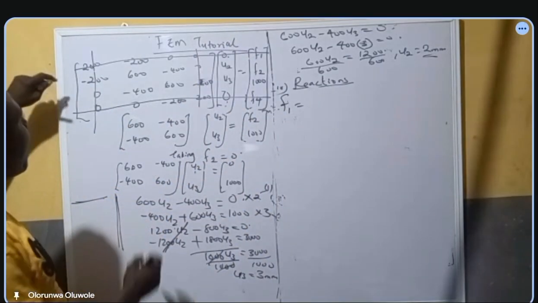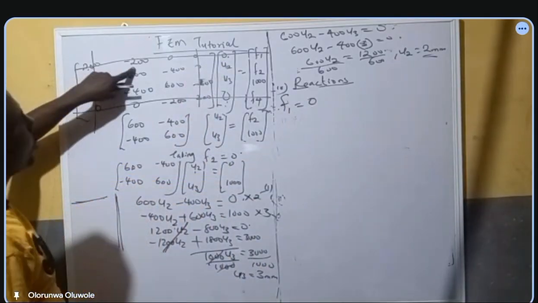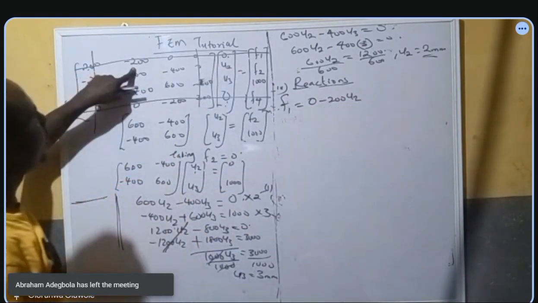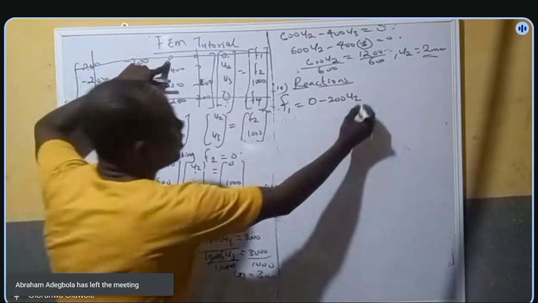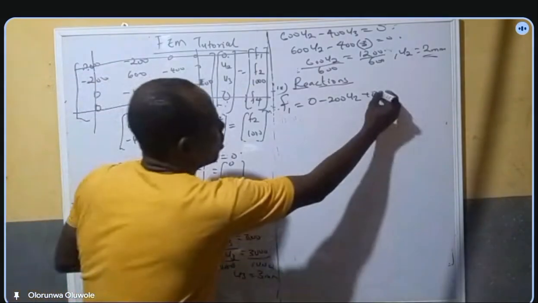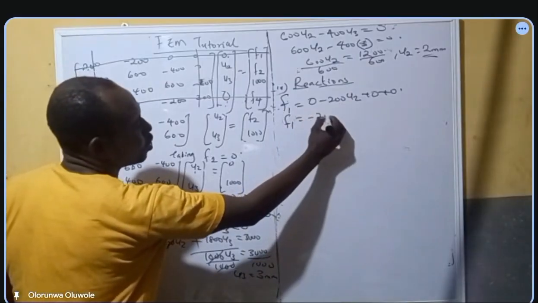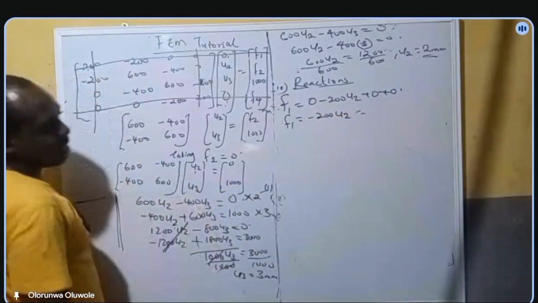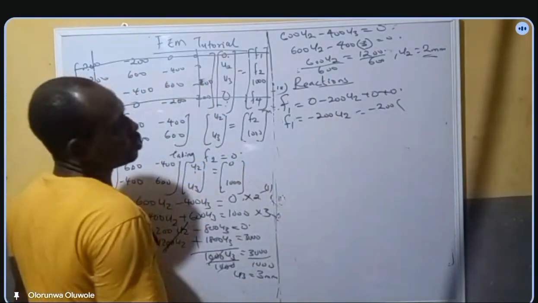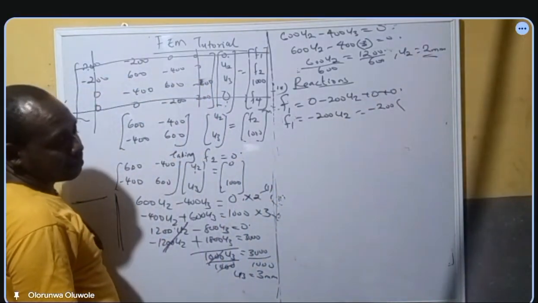Now let's start with 200 times 0, then minus 200 times U2, I have minus 200 U2. A 0 times U3 will give me a 0. A 0 times a 0 will give me what? A 0. That means that my F1 equals minus 200 U2. Are we following, please? Can you do that again, the F1, please?